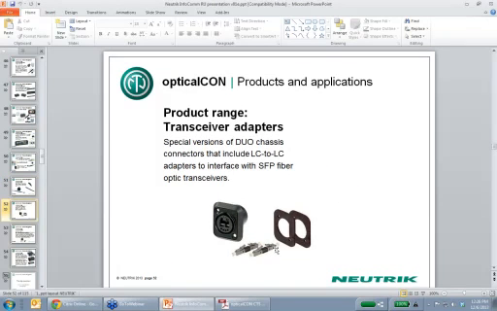We have transceiver adapters, so you see that there's kind of an LC on each side. These are designed to connect to the chassis connector on one side, and with that transceiver, remember looking at the transceiver, on the other side, so you can directly connect up a chassis connector to a transceiver.